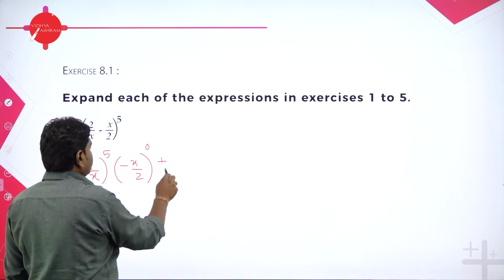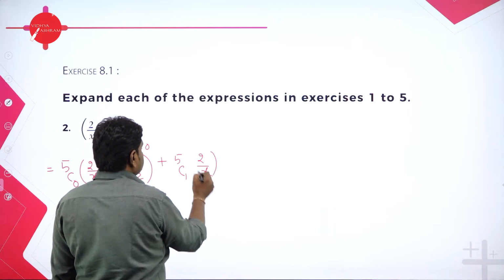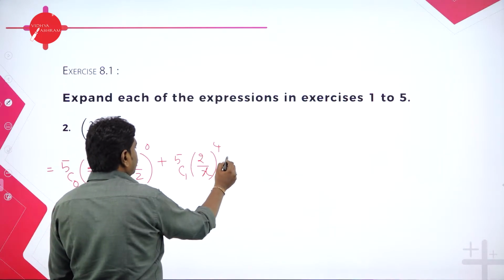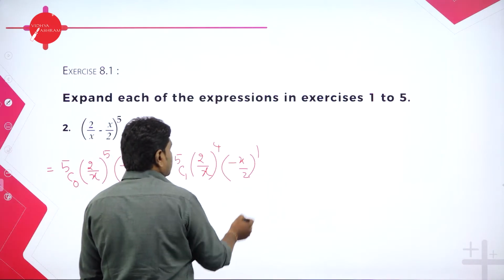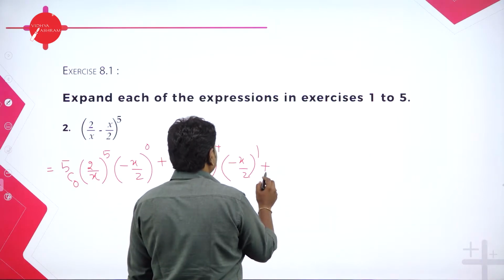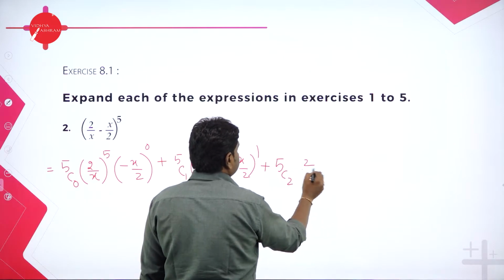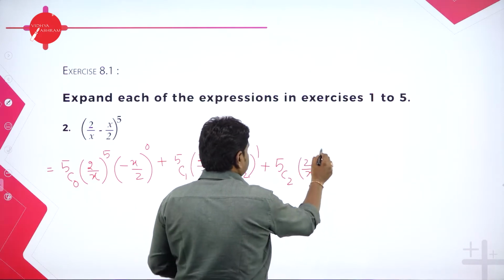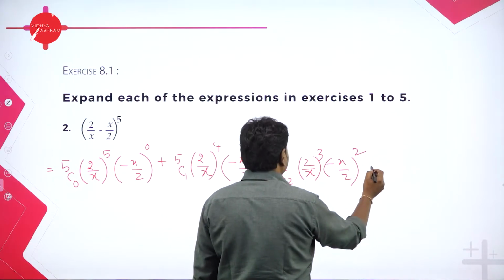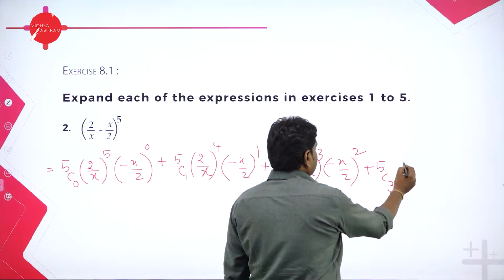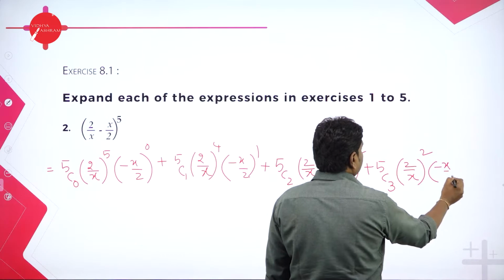The next 5c1. So first term power decreases. Earlier we took power 5, now it will become power 4. Second term power increases, minus x by 2. Earlier power 0, now it will become 1. 0, 1, 2, 3 like that. Then 5c2: first term 2 by x power decreases to 3, second term minus x by 2 power increases to 2. Then 5c3: 2 by x whole power 2 and minus x by 2 whole cube.